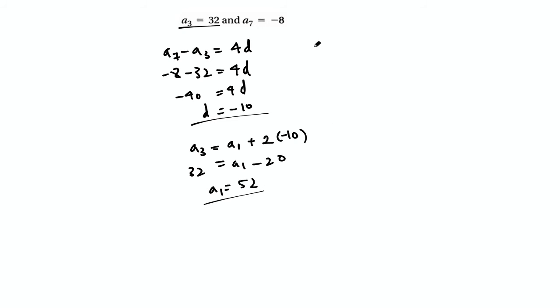Okay, so then the general term, Tn, is going to be the initial term, so that's A1, so 52, plus n minus 1 times the common difference, which is just 52 minus 10n plus 10, and that's just minus 10n plus 62.